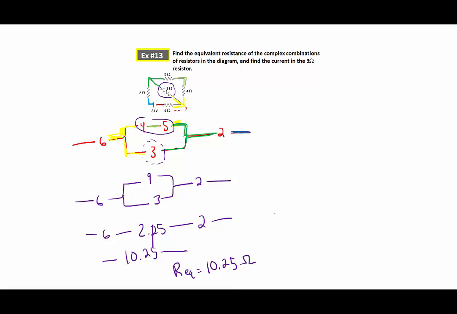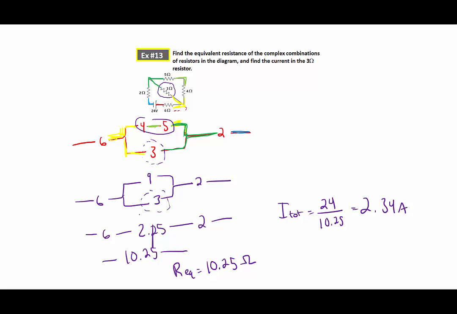Okay, so I need to figure out the current flowing just through the 3 ohm. So I'm going to start by finding all the current I have to work with, the total. And that's equal to the total voltage provided by the battery divided by the total resistance, which we said was 10.25. And I'm going to get 2.34 amps of current.